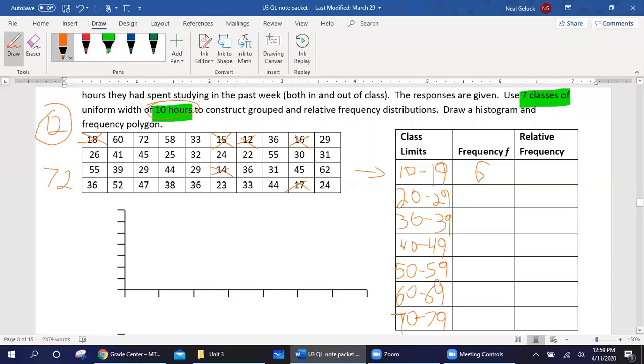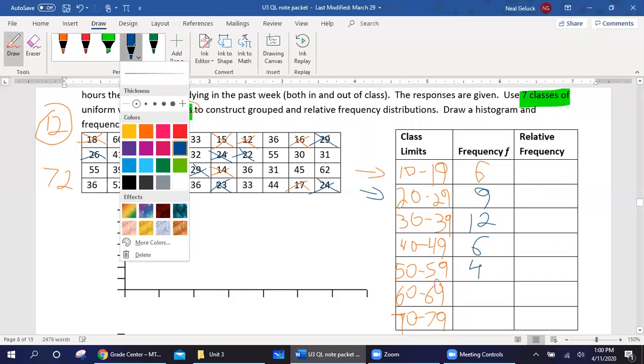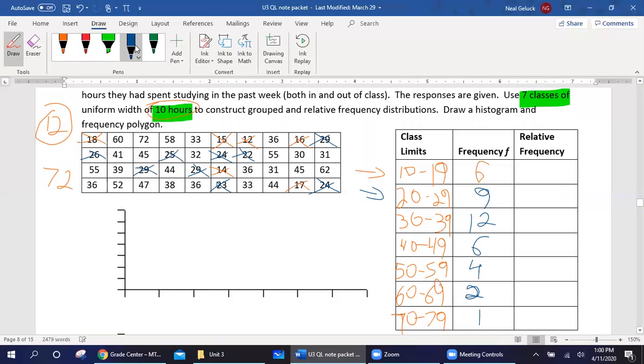So now I move down to the 20 to 29 and I count how many are there. 1, 2, 3, 4, 5, 6, 7, 8, 9. Okay, so you get the idea here. I'm just counting how many are in each group. That should be a 9. And basically, I'm going to do that for each group. 30 to 39, if you count, there are 12 values. Then there's 6 in the next group, 4, 2, 1.